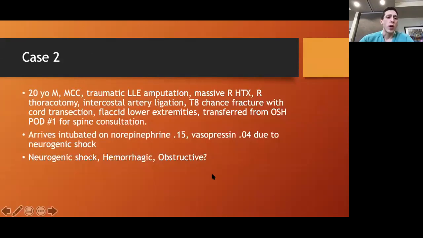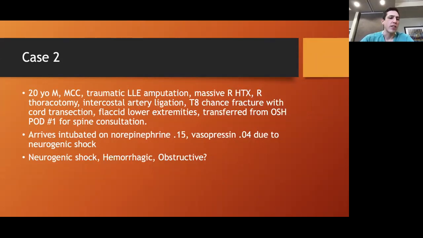This is a 20-year-old male who was in a motorcycle crash, suffering a traumatic left lower extremity amputation. He had a massive right hemothorax that put out about 1.5 liters of blood upon chest tube placement. So he was taken to the operating room where he underwent a right posterolateral thoracotomy and had an intercostal artery that was ligated. He also suffered a T8 transverse fracture with complete cord transection and resultant flaccid lower extremities. He was transferred from the outside hospital on post-op day 1 for a spine consultation.